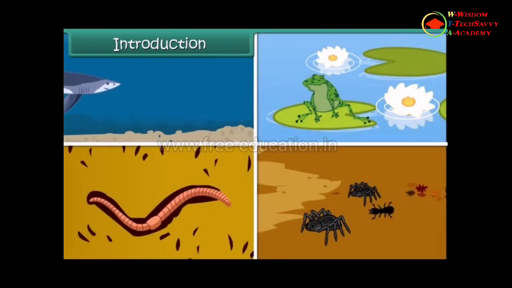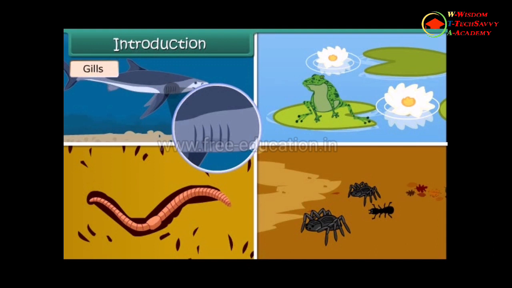Different animals have different organs that facilitate respiration. Fish breathe through their gills, frogs and earthworms through their skin, insects through their spiracles. In this lesson, we will study in detail the mechanism of respiration in human beings.